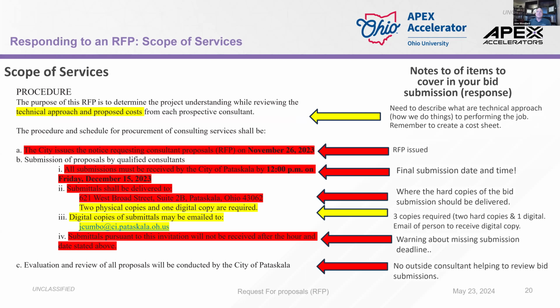So this is where in scope of services, all this stuff right here shows you the timeline. And what's really important here, highlighted in red, are where you're going to deliver your submitted response. And you want to note that they actually say they want 1 digital copy.